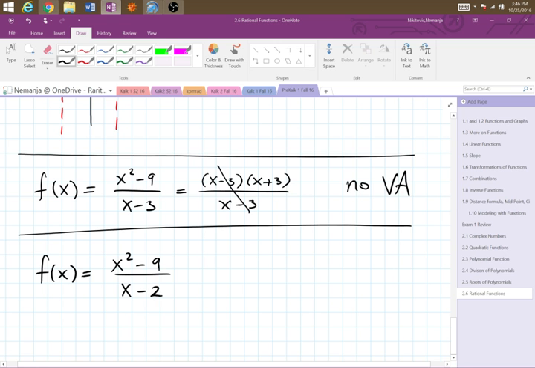Yes, one vertical asymptote at 2. x minus 2 equals 0, x equals 2. Boom.